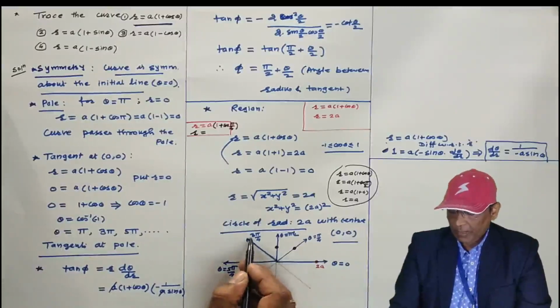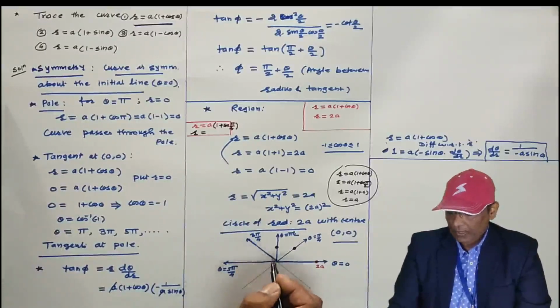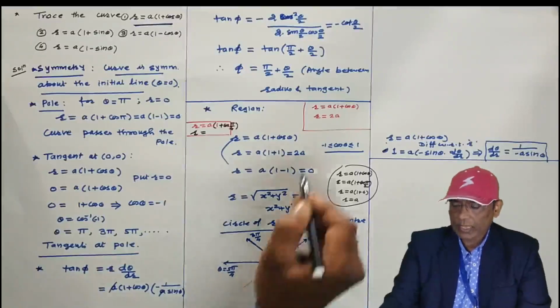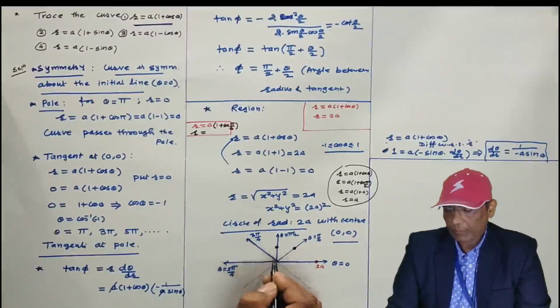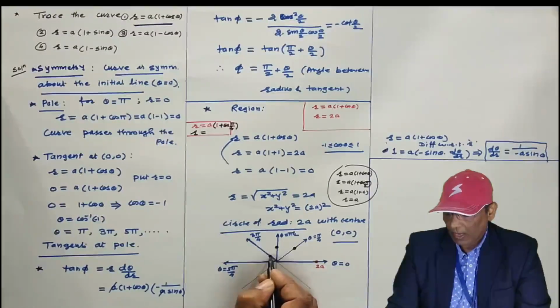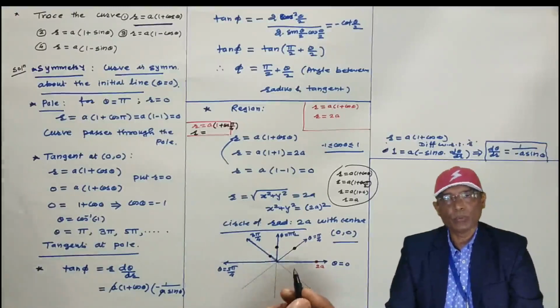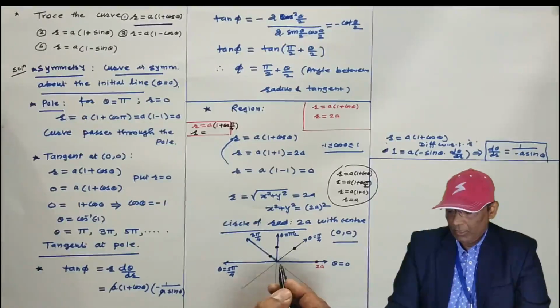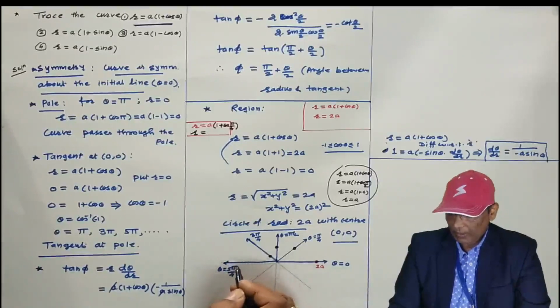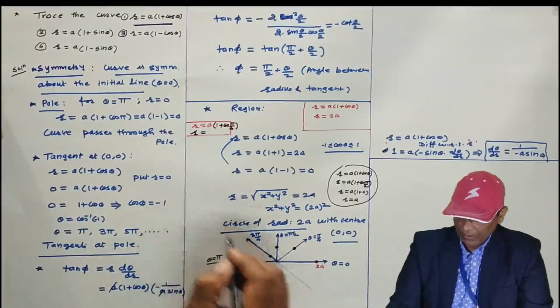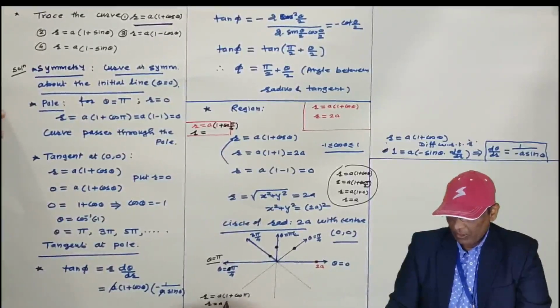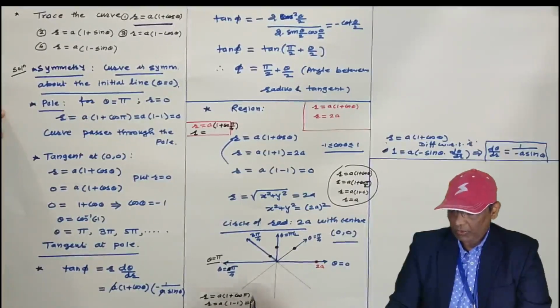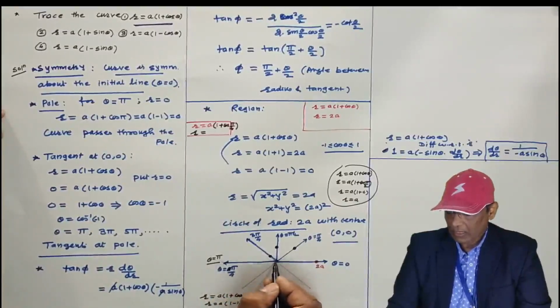Now, for 3 pi by 4, put theta equal to 3 pi by 4 and find the value of r. On theta equal to 3 pi by 4, you will get the value of r which will be closer to 0. Now, if you put theta equal to pi, then what will happen? r is equal to a(1 plus cos pi), and cos pi is minus 1, therefore r equal to 0. If you put theta equal to pi, then this is it.